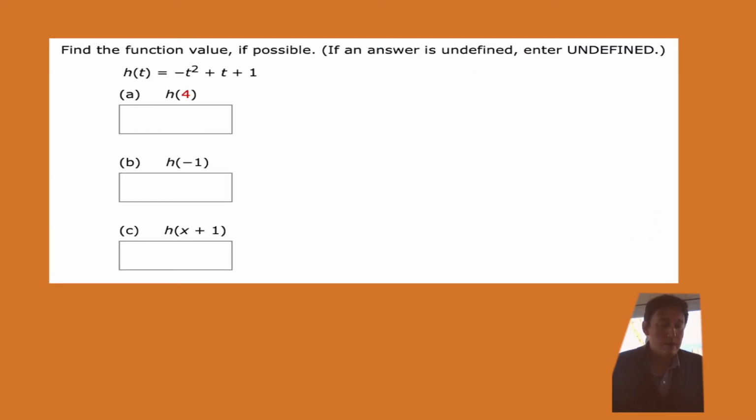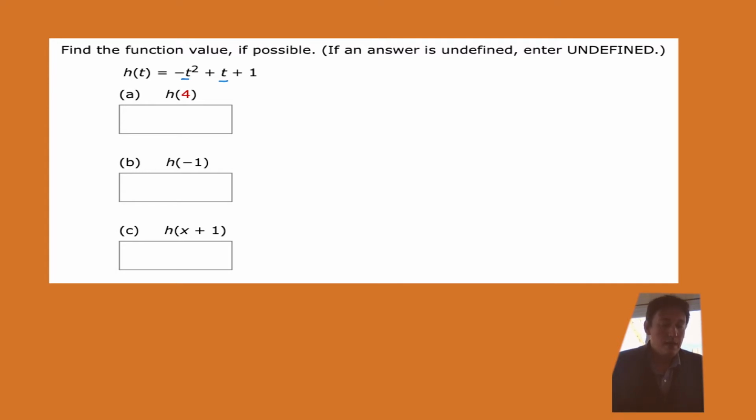The next question. You have to find the value of each of these functions. So in here you have a function h of t in terms of t. We have t show up here and t show up here.